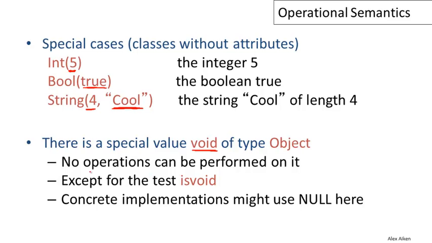And briefly here, void is special in that there are no operations that can be performed on void except for the test isvoid. So in particular, you can't dispatch to void even though it has type Object. That'll generate a runtime error. The only thing you can do is to test whether the value is void or not. And concrete implementations would typically use a null pointer to represent void.